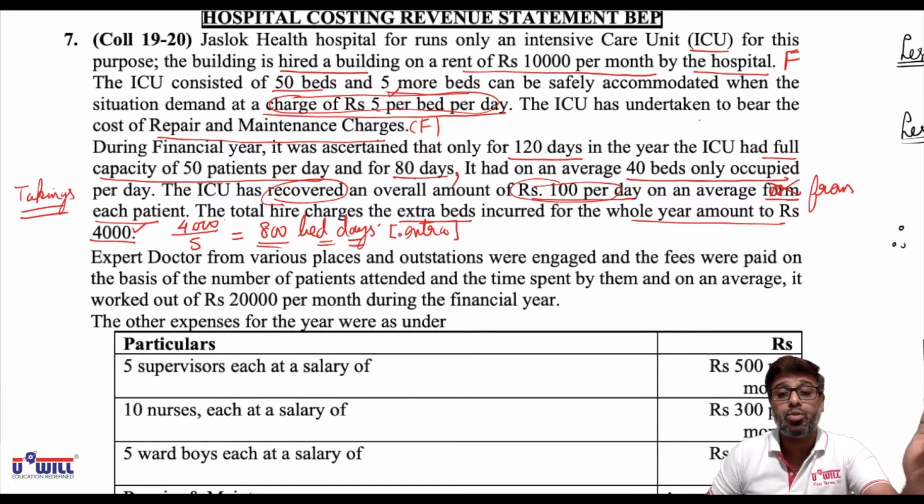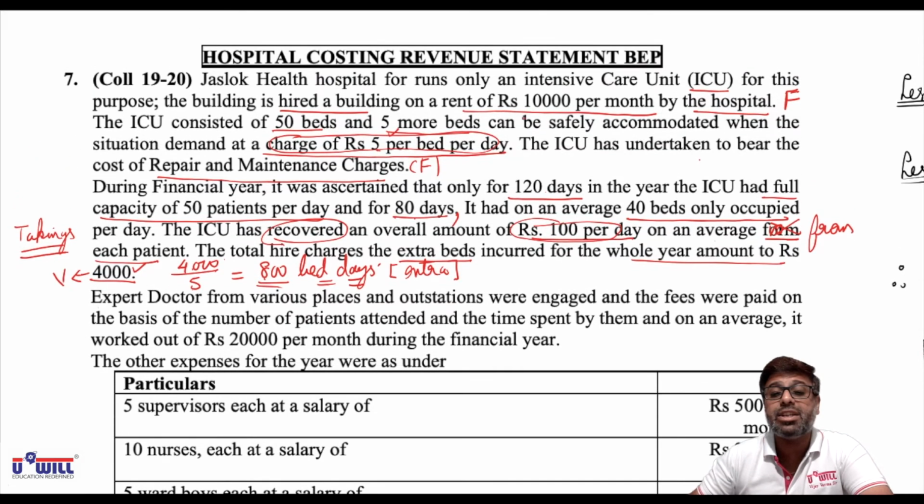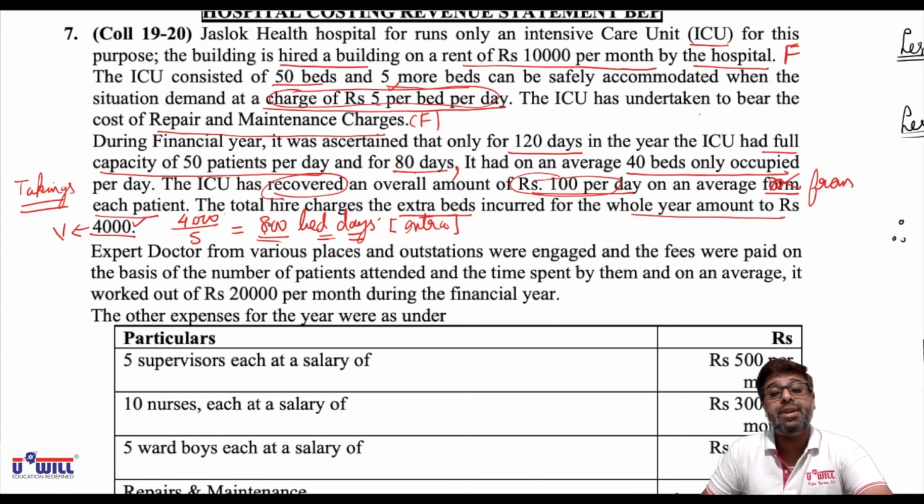So this COVID-like situation would have arisen how many times in a year? 800 bed days in a year. Okay, this higher charges of extra beds, 4,000, would also be taken as a variable cost, because higher charges of extra beds depend on the number of patients. So that would also be taken as variable cost. Okay, mark it as V. Higher charges of building is fixed cost. We have to pay that whether patients come or not. But these higher charges of extra beds we have to give only when extra patients come in the hospital. So that is a variable cost.